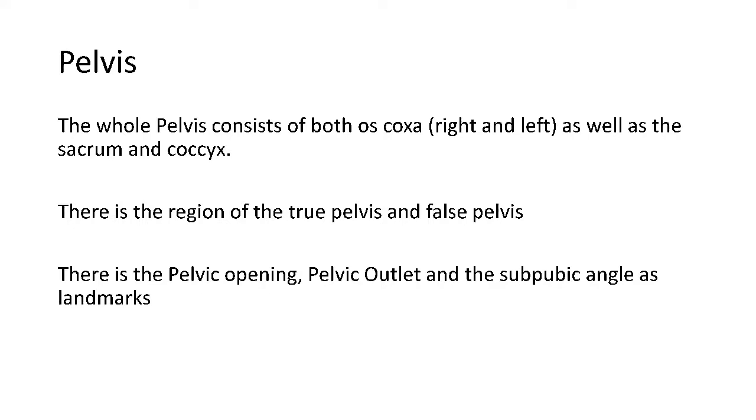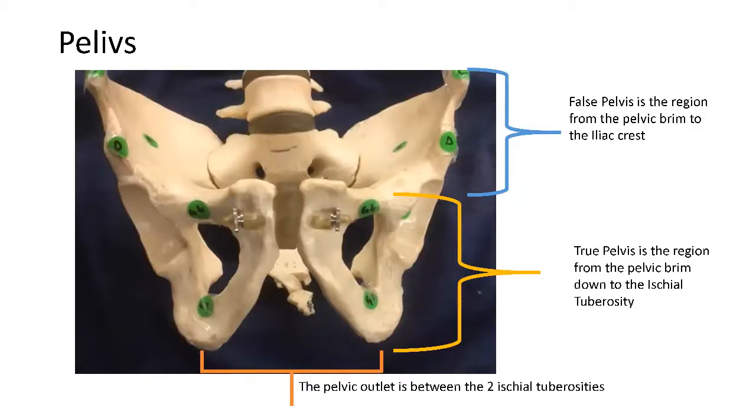Within the pelvis, there's regions called the true pelvis and the false pelvis, and then the opening, the outlet, and the subpubic angle. So here's a photograph of a pelvis from class. I said from the pelvic brim. The brim is this region right here. From the brim and superior to those pieces of the ilium, we refer to that as the false pelvis. It goes all the way to the top of the iliac crest. The true pelvis is from the brim all the way down to the ischial tuberosities.